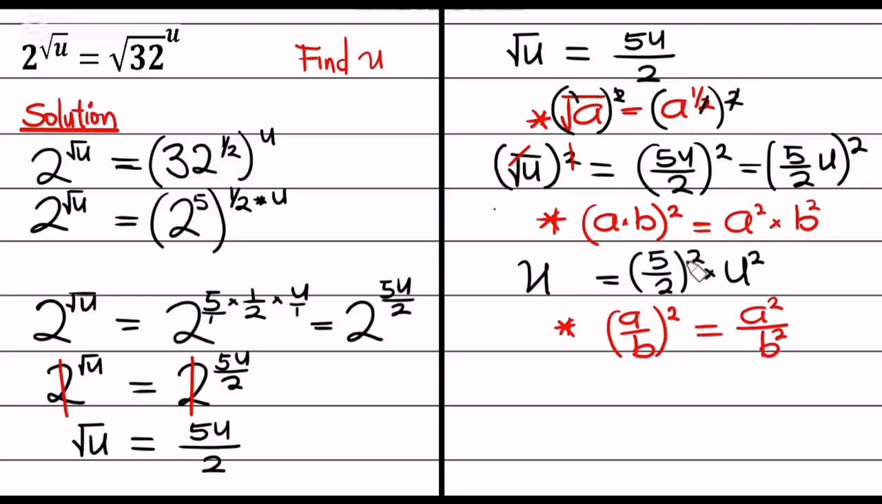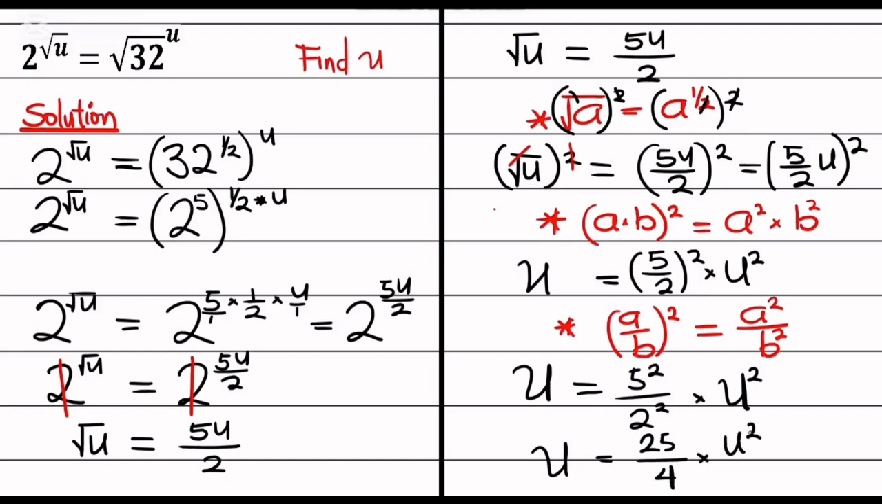What we are saying in essence is that this 2 is going to affect this 5, and at the same time this 2 is going to affect this denominator. Therefore, we have u equals 5 raised to the power of 2, that is 5 squared, then 2 squared, then multiplied by u squared. At the end of the day, we have u equals 25 over 4 multiplied by u squared.